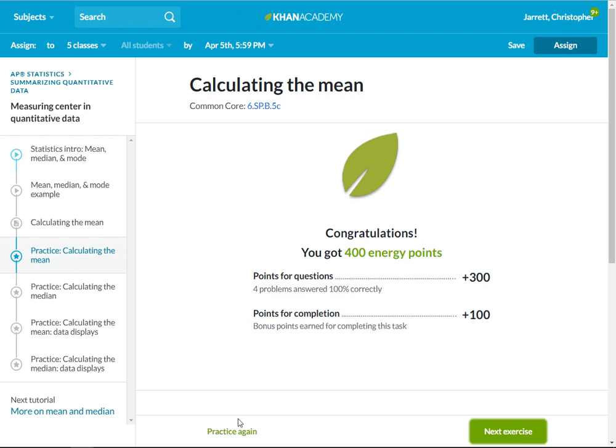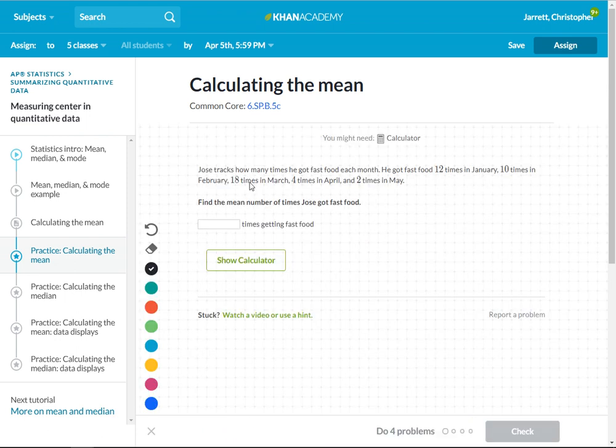I'm going to do a couple more. So Jose tracks how many times he got fast food each month. He got fast food 12 times in January, 10 times in February, 18 times in March, 4 times in April, and 2 times in May. Find the mean number of times Jose got fast food. So the process is not changing because it's a word problem. I'm going to take all my data points. He got 12 in 1 month, 10 in the next, 18 in the next, 4 after that, and 2 after that. I'm going to add them up.